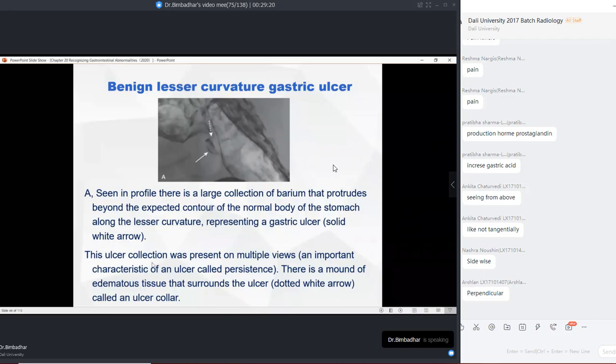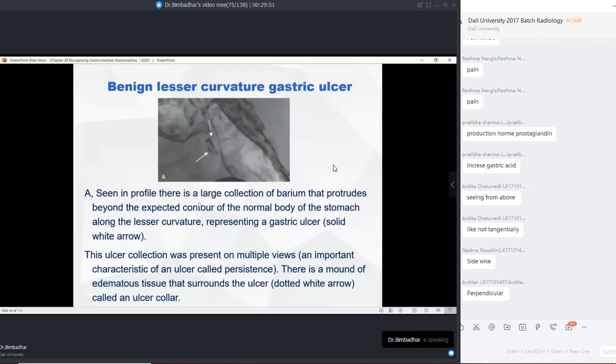Remember, the ulcer collection should be present on multiple views. It should not only be present in the profile view, but should also be present in the en-face view as well. That is an important characteristic for an ulcer, which is called persistence. And then there is an amount of edematous tissue that surrounds the ulcer, which is the white dotted one. This is called the ulcer collar.